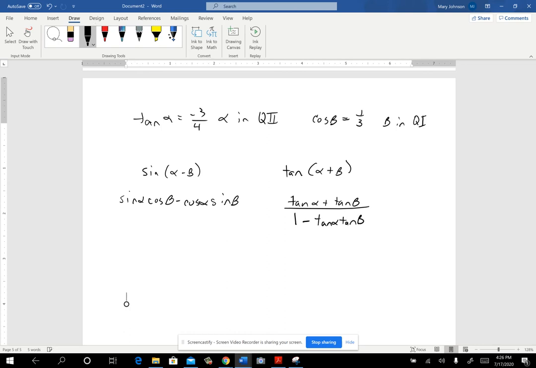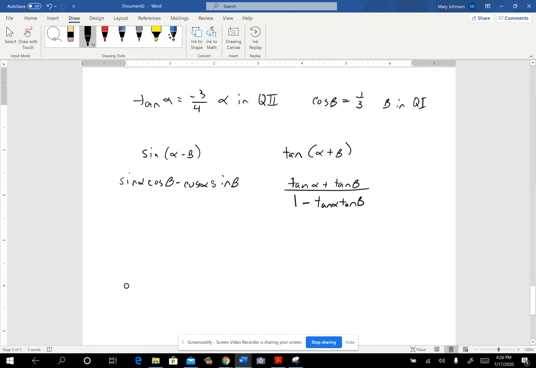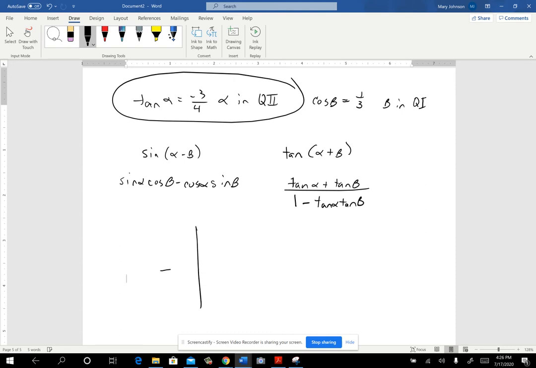Okay, so I need the tangents for both, and I'm going to need sine and cosine for both. So I've got a lot of little in-between things to find. That's what you're really going to think about first. So let's take this piece here, and let's get the information we can from it. Alpha's in quadrant 2, so you're going to think about your angle being in quadrant 2. Not really trying to draw it to scale or anything. I just want to be able to draw that right there.